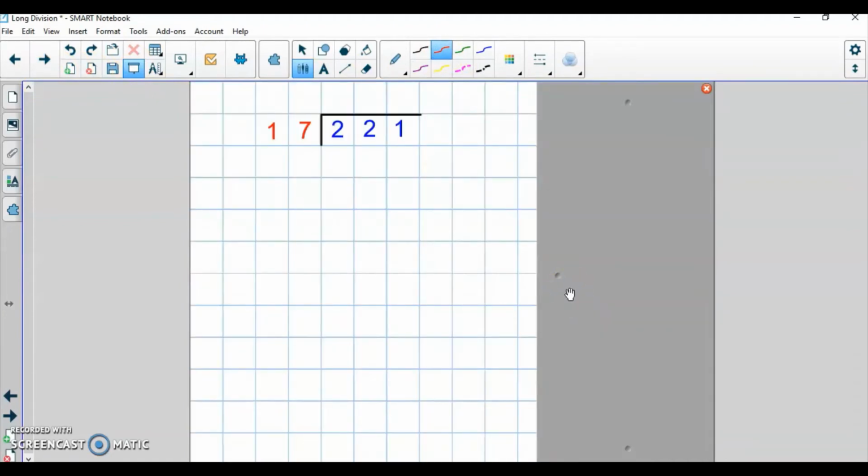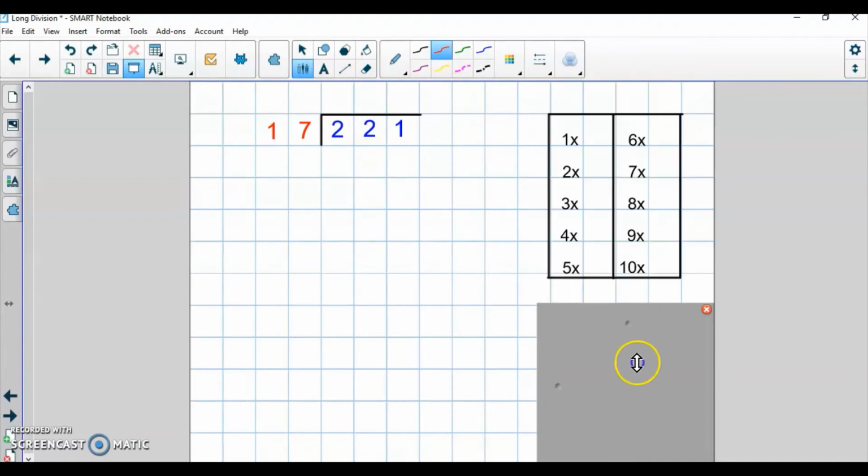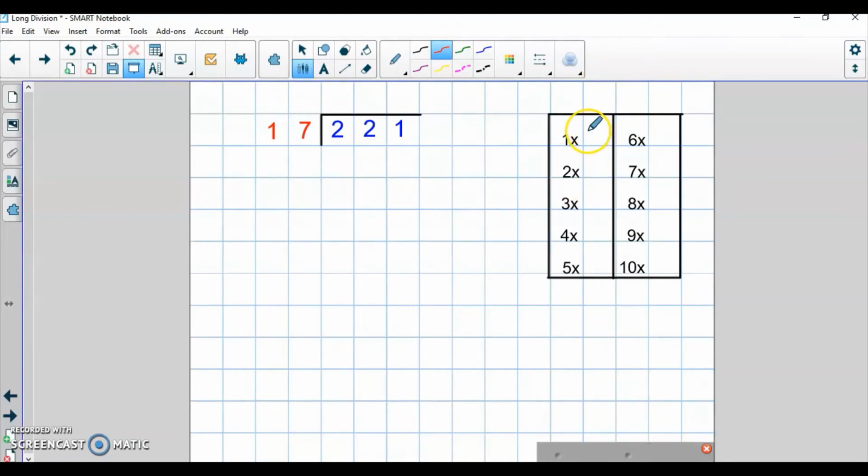Now, offhand, I don't know my 17 times table. I don't know about you guys, but my 17 times table does escape me a little bit. And this is the reason that we use long division. I don't have my 17 times table. Now what I'm going to do is I'm going to start off by actually working it out. Okay, get yourself your times tables going so you know what you're dividing by.